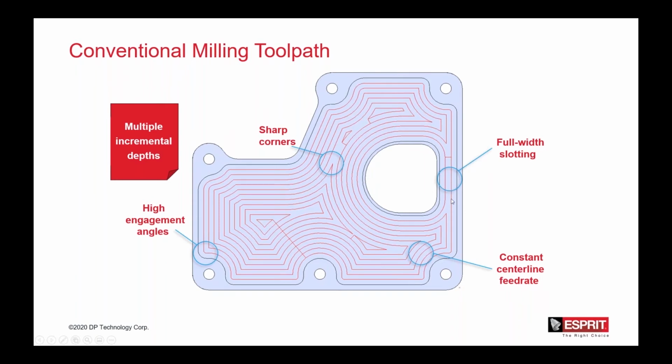And then right here, full width slotting. We have options within the profit milling cycle to kind of deal with that full width slotting. So when that tool does get more heavily engaged, you're taking a more reduced feed rate, and also you can define an incremental depth for that.